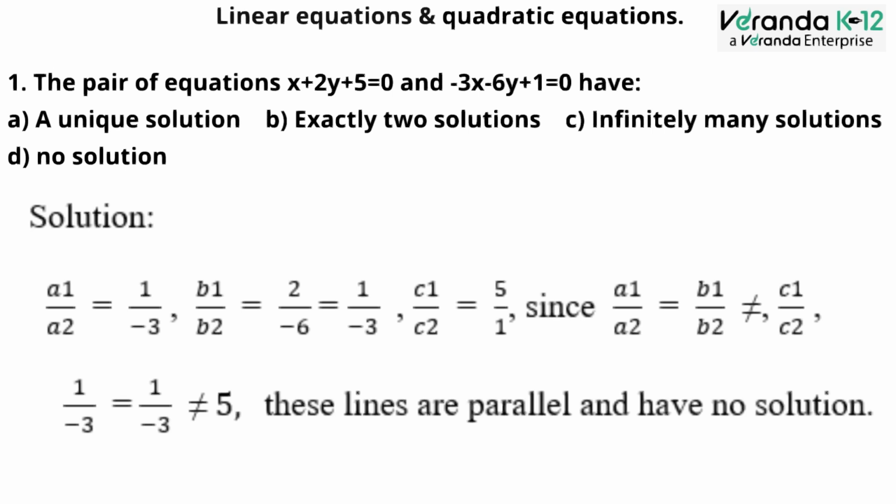When we compare, a1 by a2 is equal to 1 by minus 3, b1 by b2 is equal to 2 by minus 6. After reducing to the lowest form, we will get 1 by minus 3, and c1 by c2 is equal to 5 by 1. So when we compare the ratios, a1 by a2 is equal to b1 by b2, but that is not equal to c1 by c2. Therefore, these lines are parallel lines and have no solution.